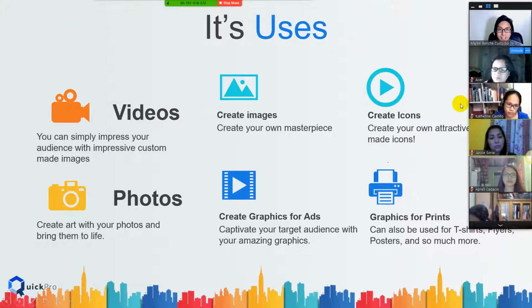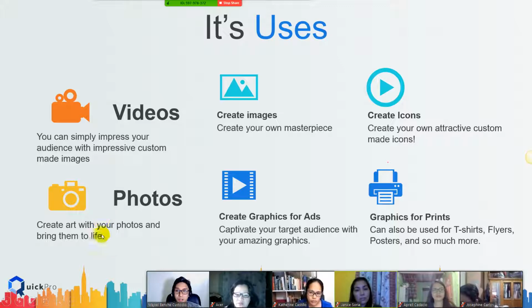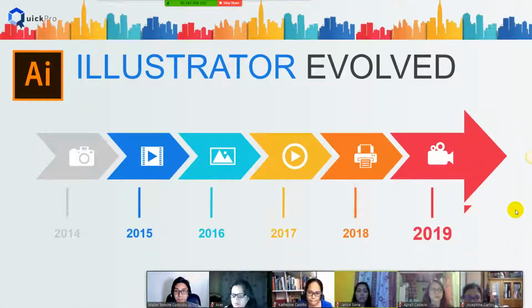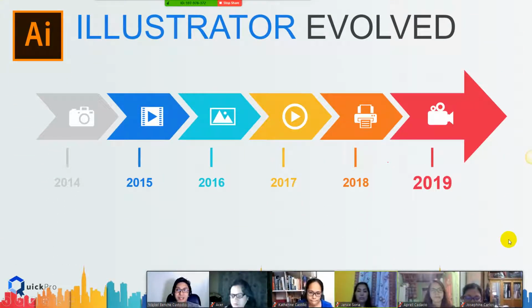So the uses are, for videos, you can simply impress your audience with impressive custom-made images. And photos, you can create art with your photos and bring them to life. Images as well, your own masterpiece. Captivate your target audience with your amazing graphics. You can use it for ads. Create icons, your own attractive custom-made icons, and even graphics for prints, such as t-shirts, flyers, posters, and so much more. Also, you need to know that Illustrator has evolved throughout the years.